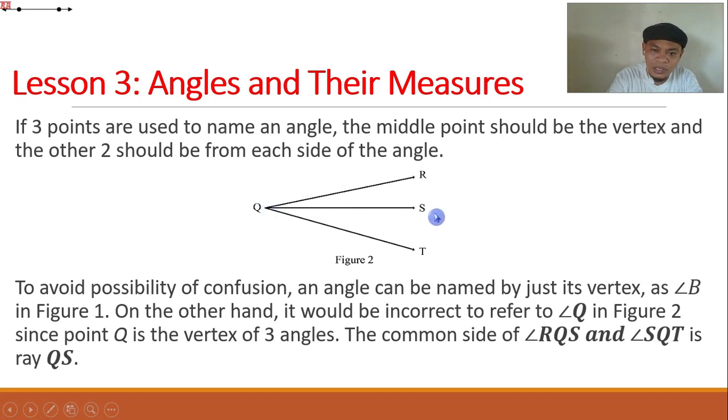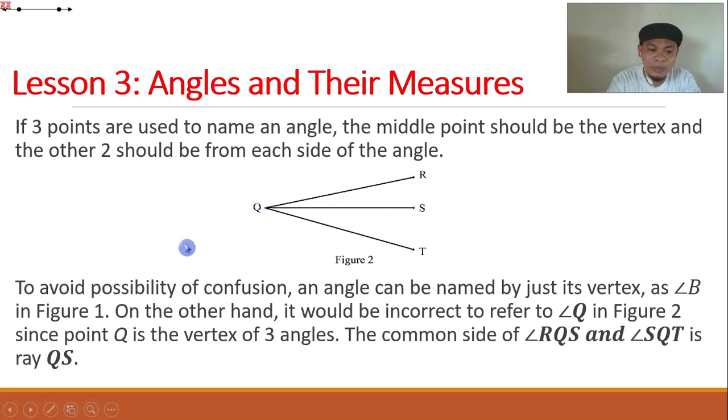Angle RQS, this one, the smaller one, and the bigger angle is angle RQT, diba? And we have also the smaller angle, angle SQT, okay, or angle Q. Okay, this one, this small angle sa taas, pwede natin tawaging angle 2, at sa baba, pwede natin tawaging angle 1. Depende. Okay, and this whole angle, pwede natin tawaging angle Q using the vertex.